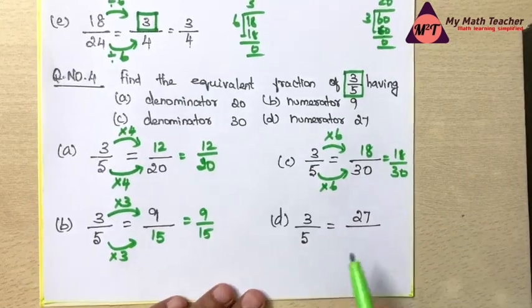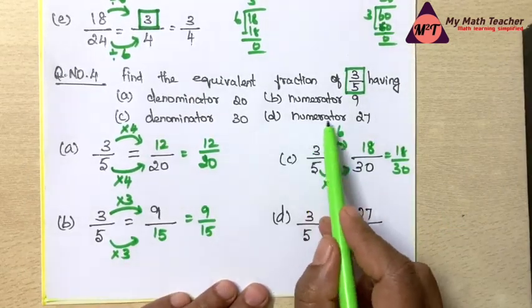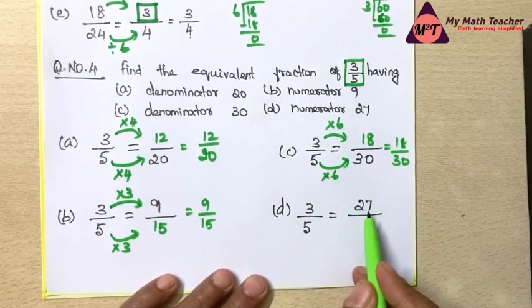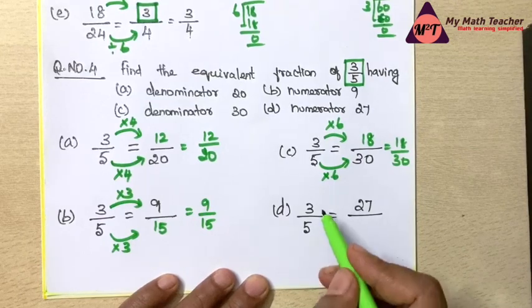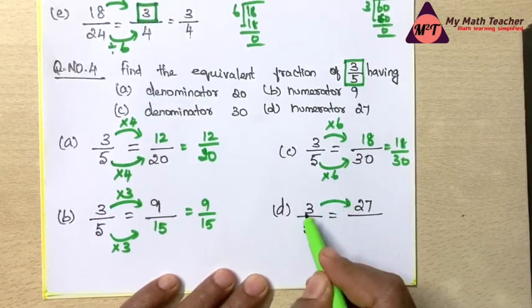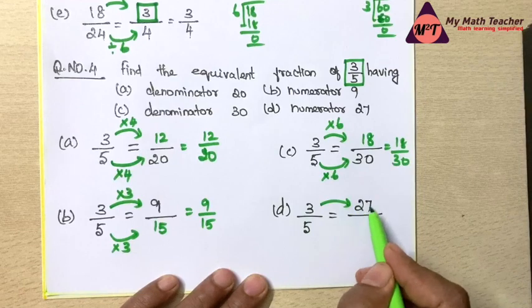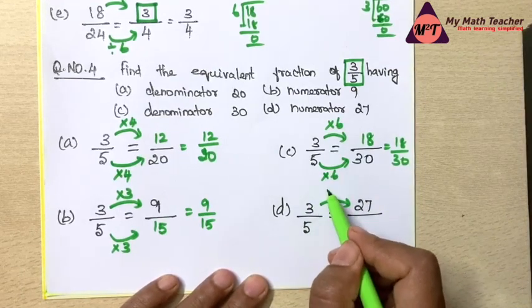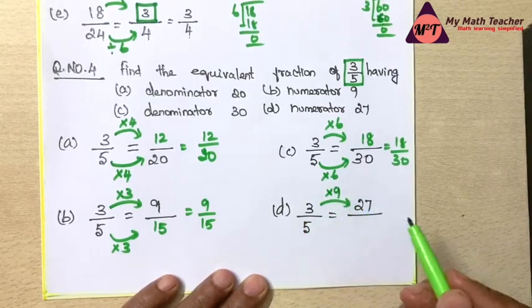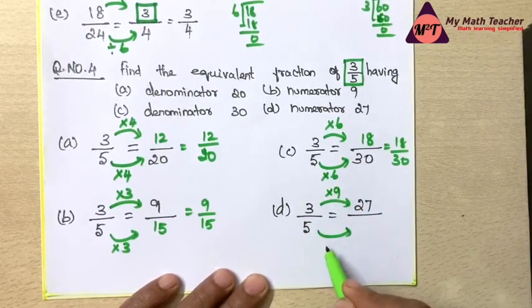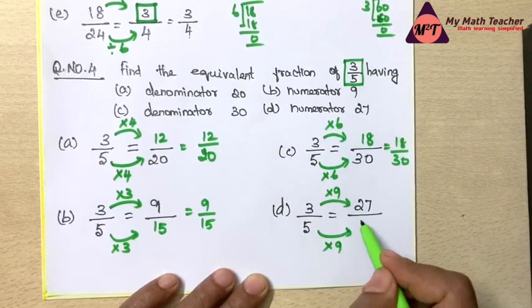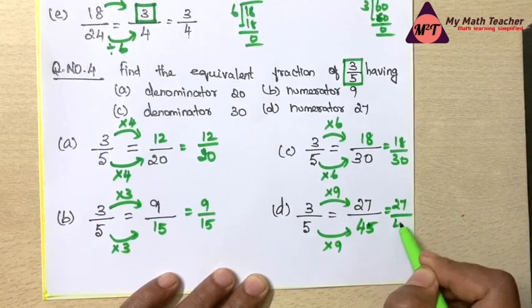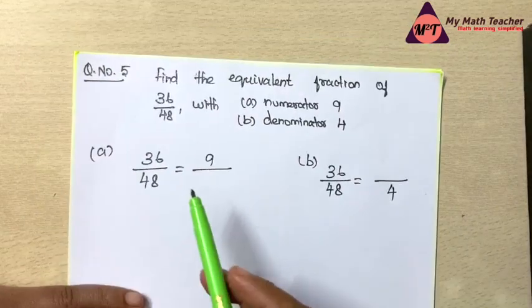Now the last subdivision, which is 3 by 5. The condition is numerator should be 27. So here we have written numerator as 27. We have to find the denominator. Now simply 3 is smaller one, 27 is greater, multiply. So you have to find the multiples. 3 into 9, 3 9s are 27. So the same here, into 9. 5 9s are 45.